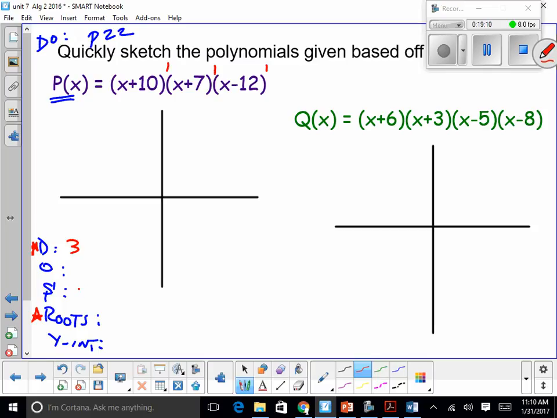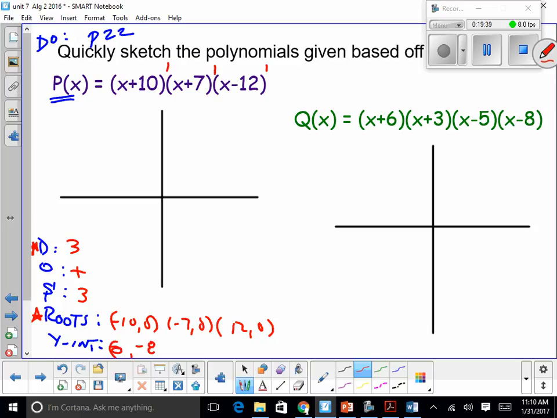The orientation, positive or negative? Positive. The roots are negative 10, 0, negative 7, 0, and 12, 0. The y-intercept is 0, negative 840. All right.